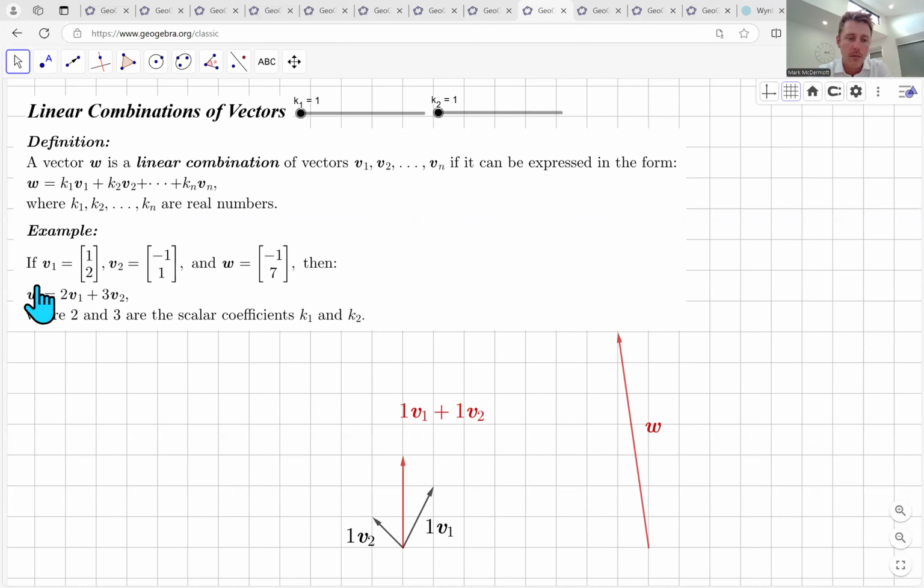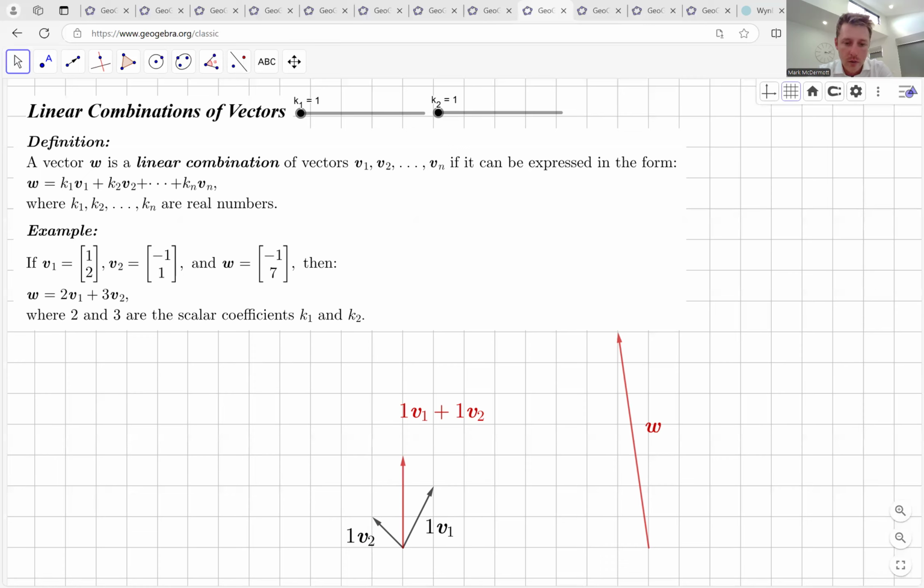Let's for a moment imagine we've got some vector v1 and we move to the right one and up 2. So if we're starting at this point here, move across 1 and then up 2, that's this vector v1 at the moment. Similarly, v2, you move to the left 1 and up 1. So that's this vector here.